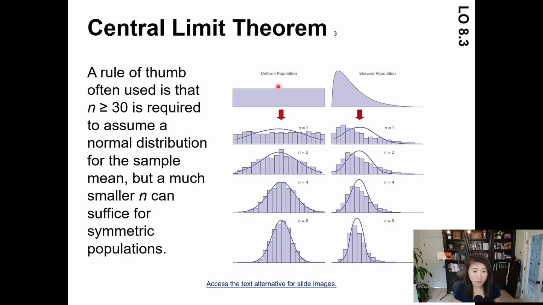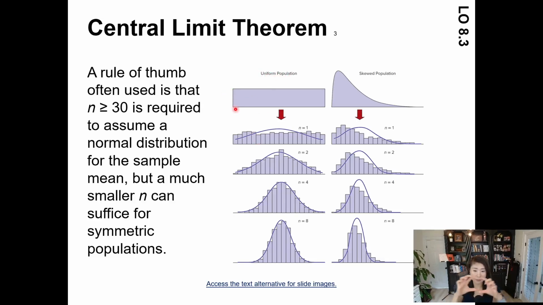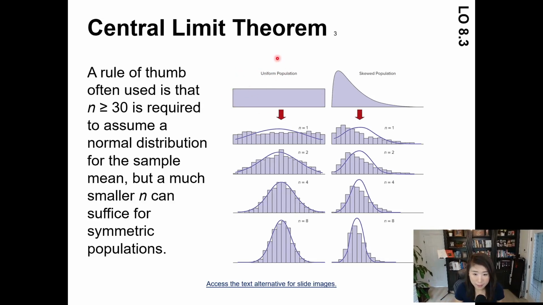Here we're going to talk about when we consider the sample size large enough. A rule of thumb is 30. The 30 is the minimum sample size you want in order to assume the data follows a normal distribution. However, if you know your data is symmetric, the sample size can be smaller than 30. For instance, on these two diagrams, the first, called uniform population, is basically a rectangle. So that is symmetric.